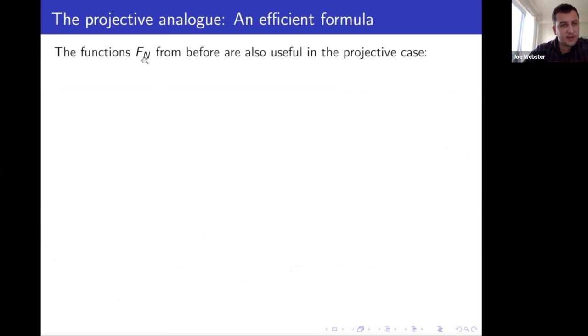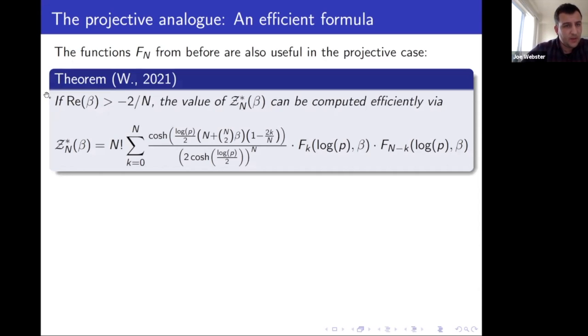And these functions, these auxiliary functions that were defined by the quadratic recurrence, they come in to help us again if we want to get an efficient way of computing these. So the theorem here is that if the real part of beta is again sufficiently large, then we could compute Zn star with a kind of similar formula that we use to define Fn. And from this, if you remember that Fk and Fn minus k, these are invariant under the change of variables, p goes to p inverse. So the same is true for these hyperbolic cosines.